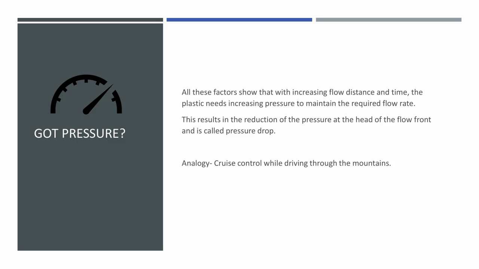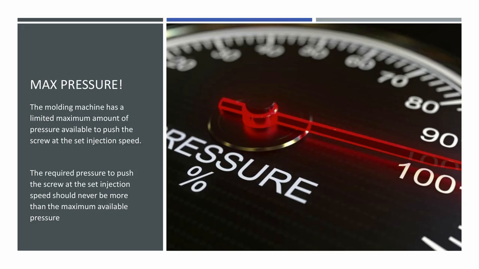Let's look at the power of the car as the injection pressure available from the injection molding machine, and the cruise control speed as the set injection speed or flow rate. The steep hill, the steep grade, is the resistance to flow that we hit as the filling stage progresses and the flow front begins to cool off. All the resistance we're going to be going against. The molding machine has a limited maximum amount of pressure available to push the screw at a set injection speed. The required pressure to push that screw at the set injection speed should never be more than the maximum available pressure from the machine.